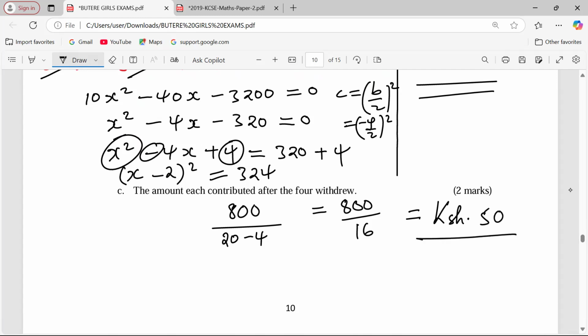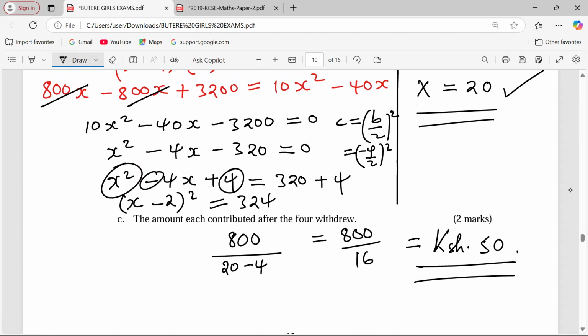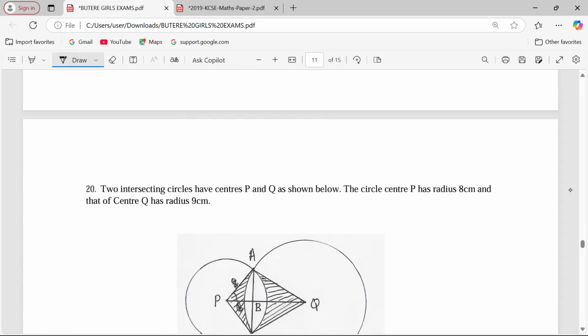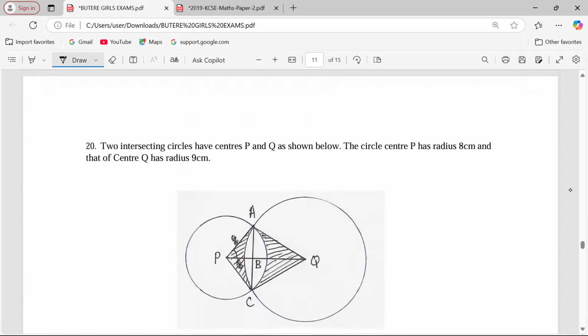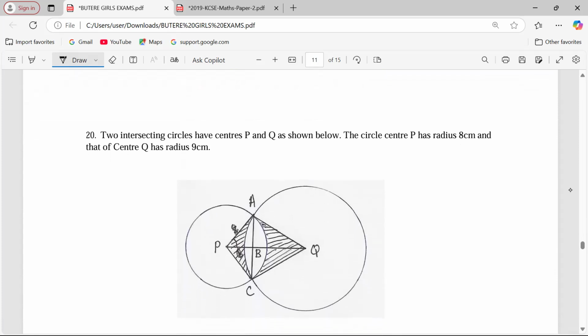50 exactly. So every person is going to contribute 50 for them to meet their target of 800, because they are now 16. Some people withdrew from the organization. They said they cannot give, even if it is for a charity fund.